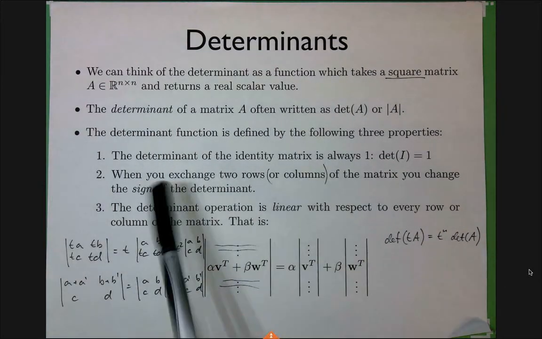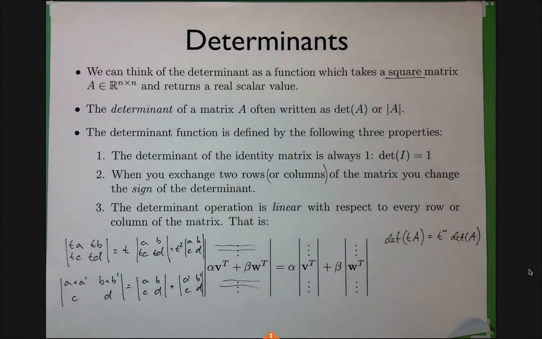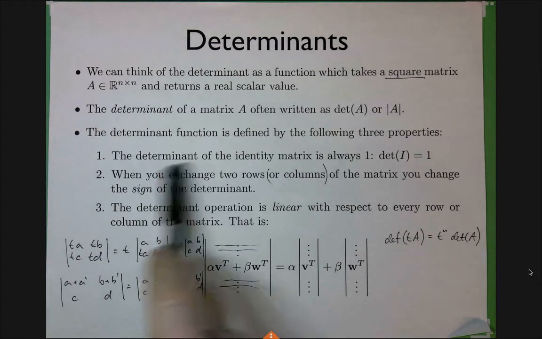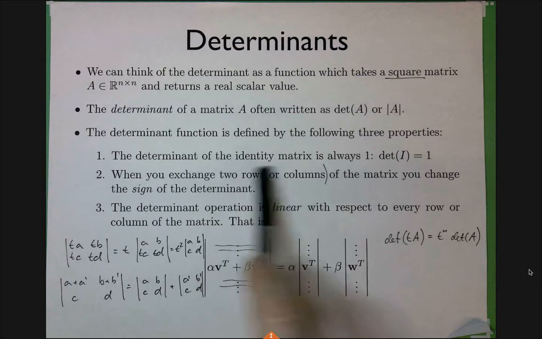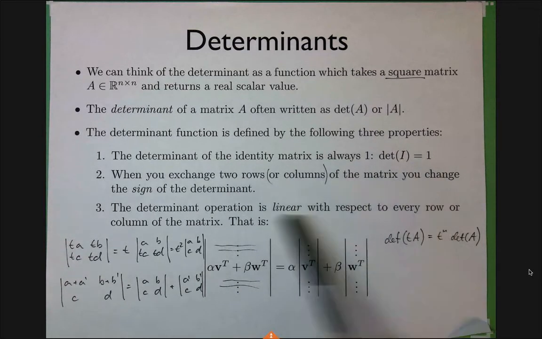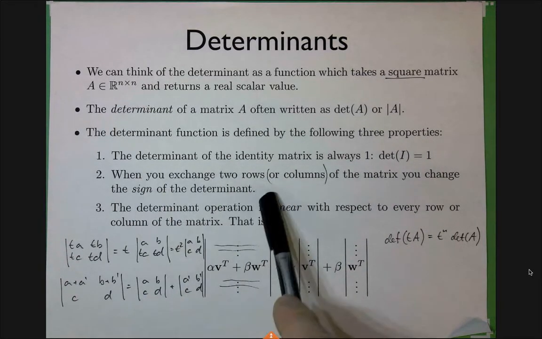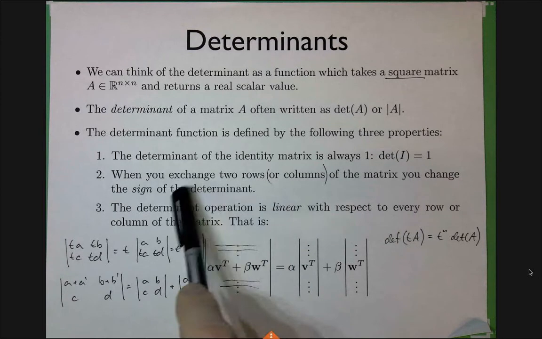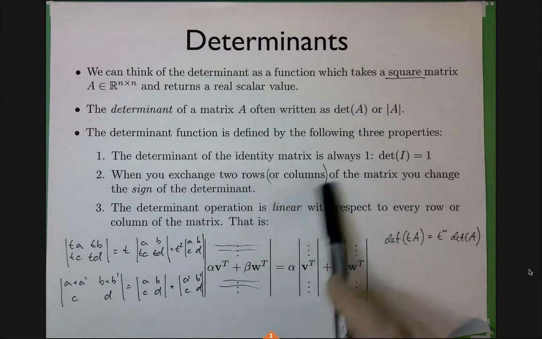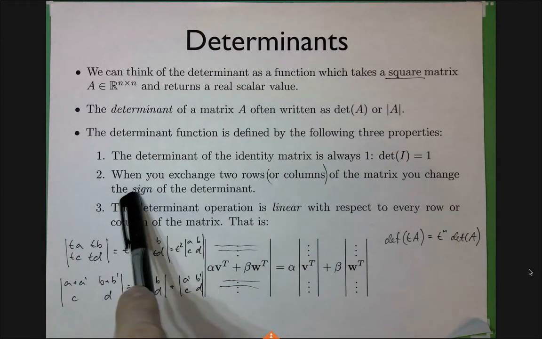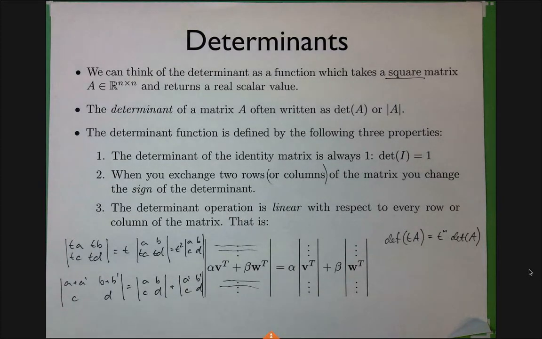So let me restate them, because I will need to refer to them again today. The first one is simple: the determinant of the identity is just 1. The second rule is that if you flip two rows, if you exchange or switch two rows, or equivalently two columns, the sign of the determinant changes.